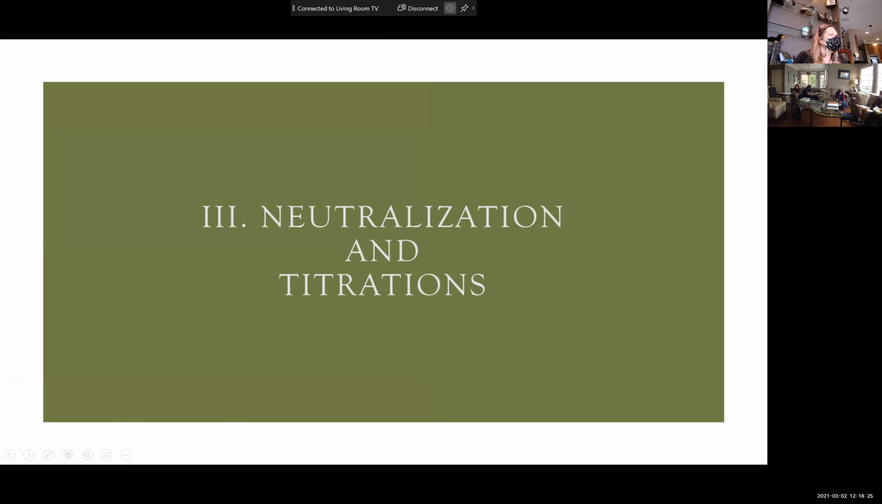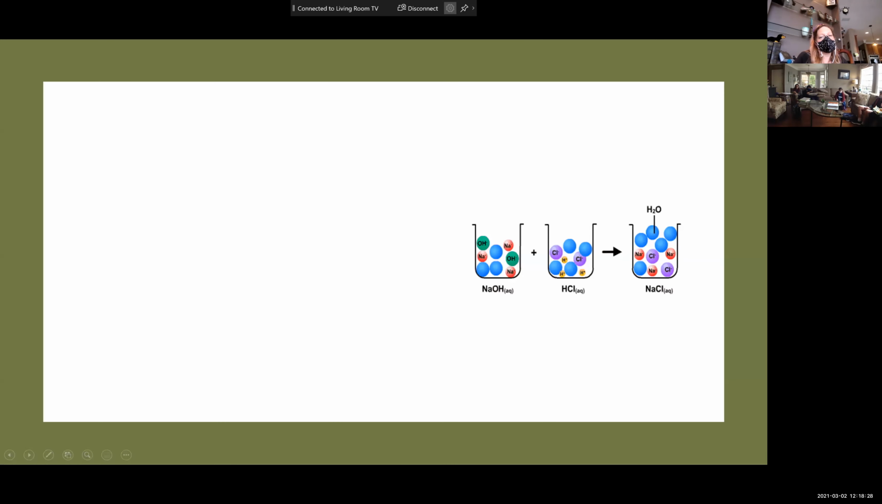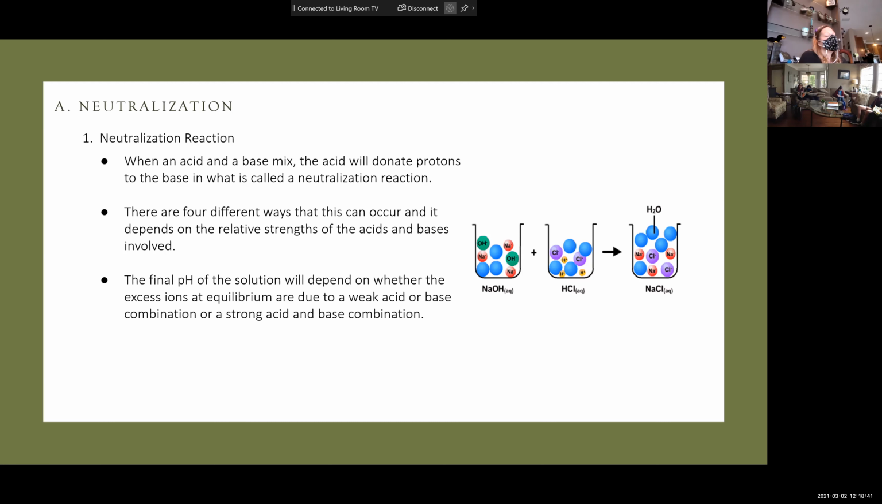All right, so neutralization and titrations. We just did this, so this should be pretty familiar to you guys. So neutralization reaction, what happens? What's a rough idea? What you got, Alex? Acid is added to a base to make it neutral. Yeah. It's when an acid and a base mix, the acid donates protons to the base, and they call that neutralization. There are 4 different ways this can occur, and it depends on the relative strengths of the acids and the bases. Your final pH in a neutralization reaction depends upon the strength and weakness of the acids and bases involved.